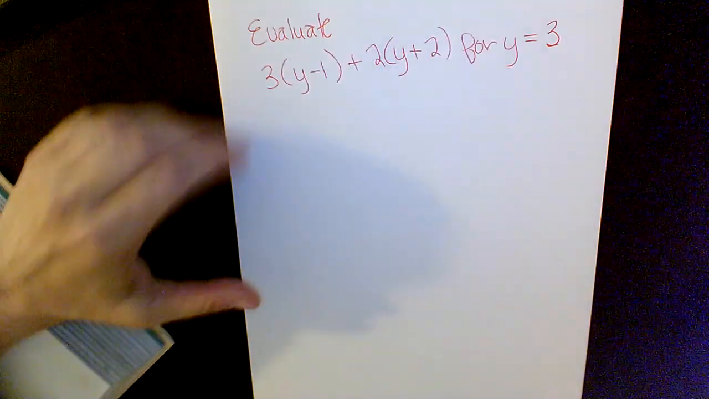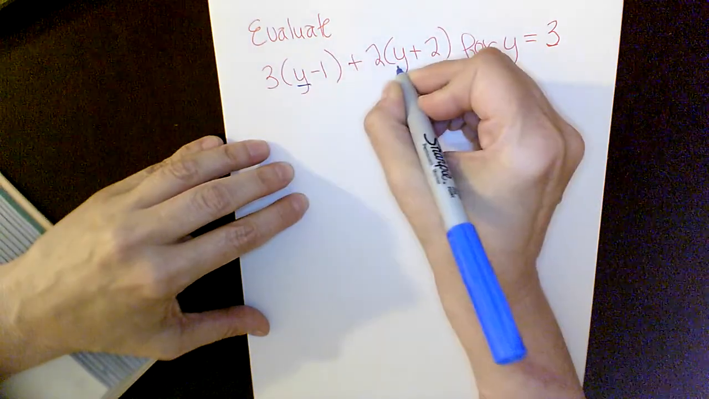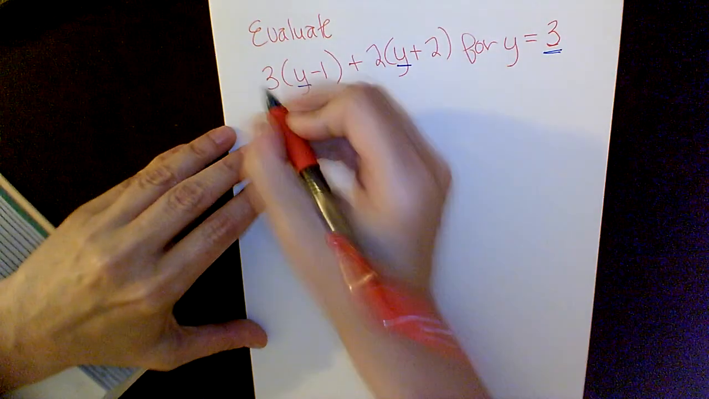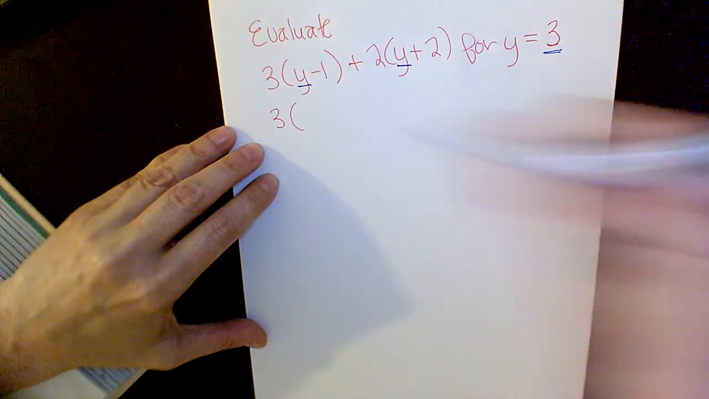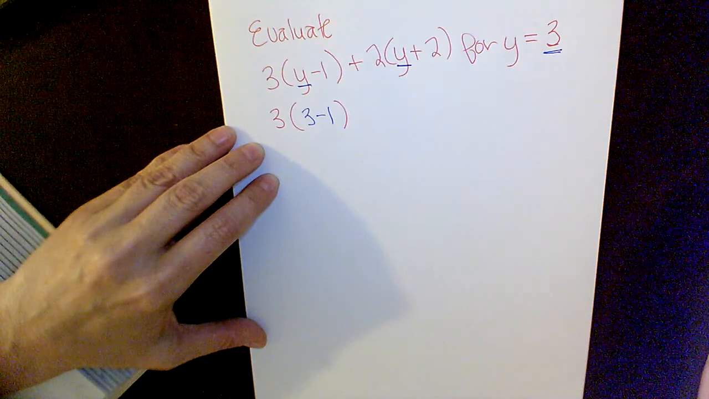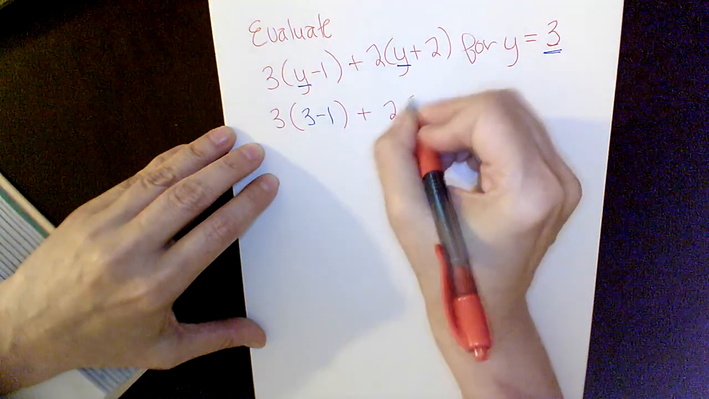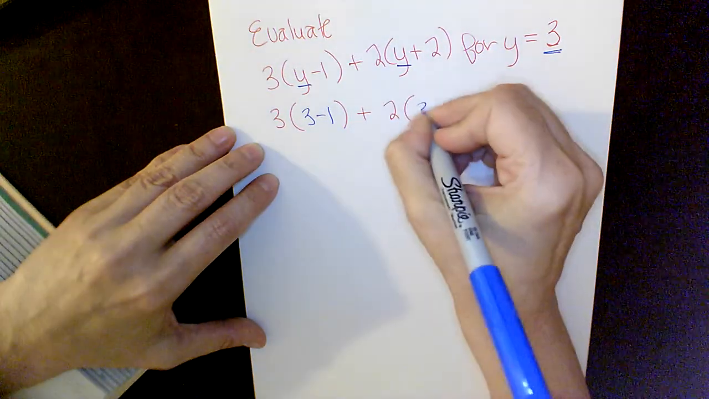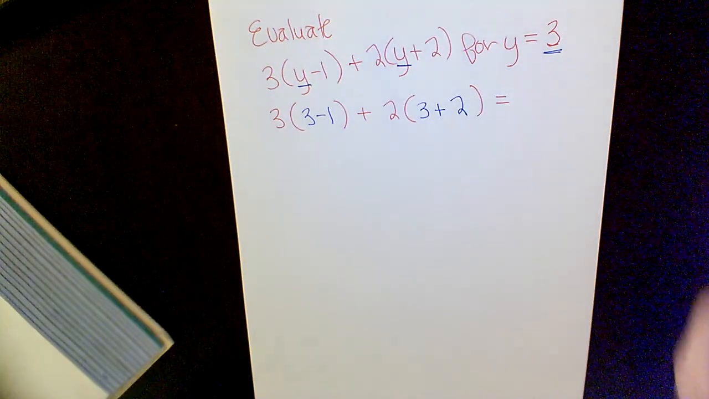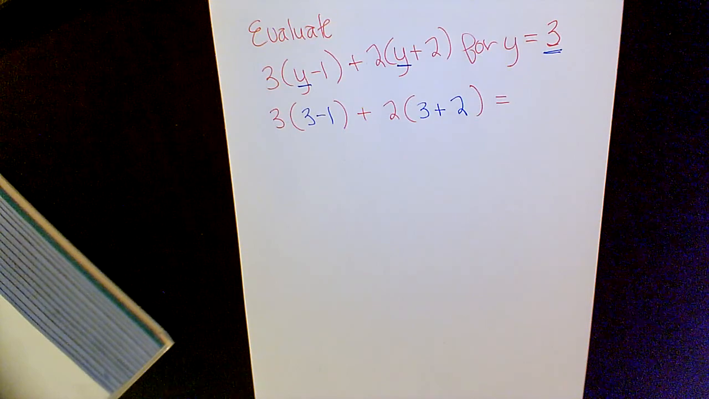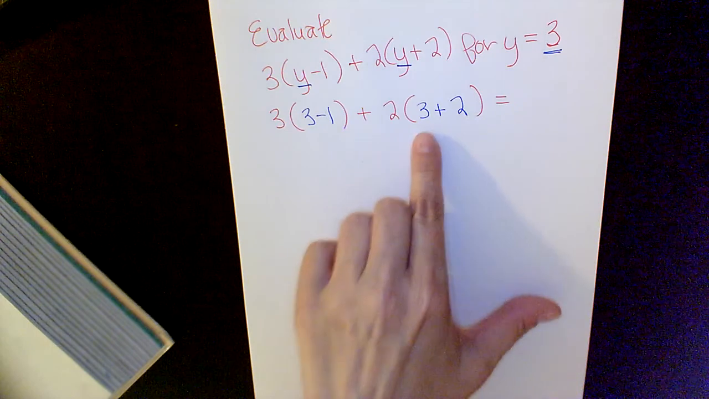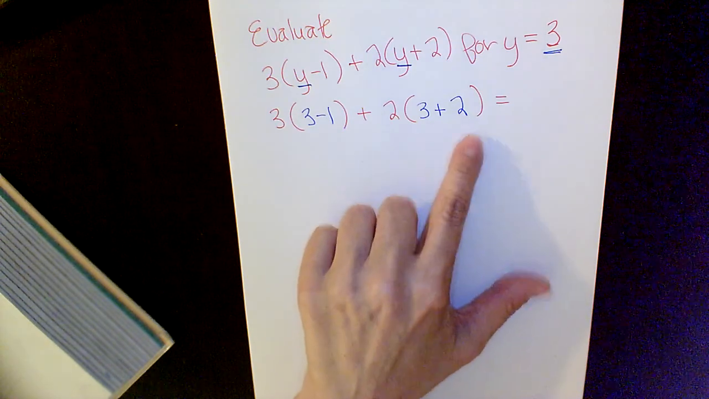So I'm going to take wherever there's a y, and I'm going to plug in 3. So 3 minus 1 plus 2, 3 plus 2, equals. So I just took out each y and put a 3 in. I put a 3 in for y here and a 3 in for y here.